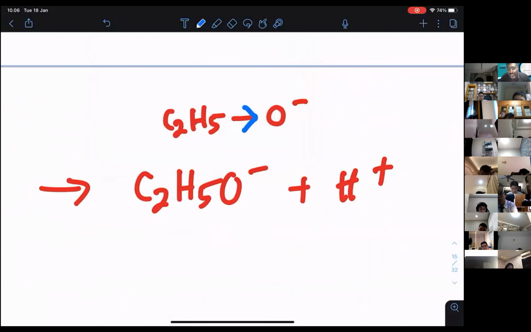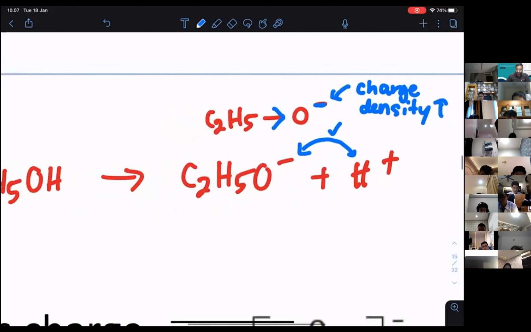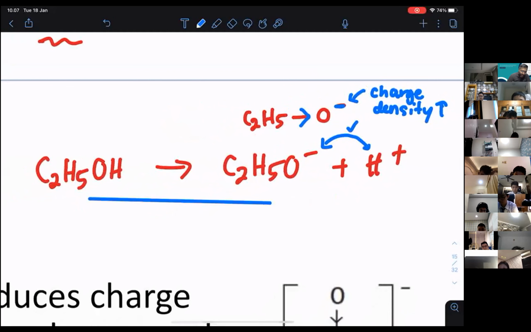So when they donate electron, there is already a lot of electron at oxygen, and if you donate electron, what happens? The charge density will increase over here at oxygen. So if the charge density increases, the reaction between H plus and the negative oxygen will be better. If this is better, of course, they are going to have more reaction to form C2H5OH.